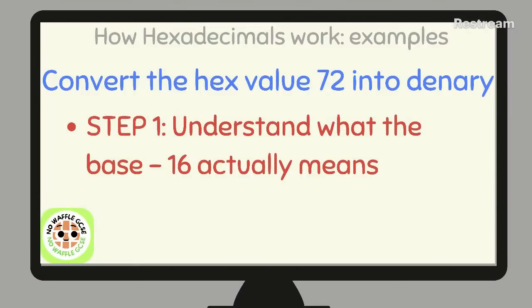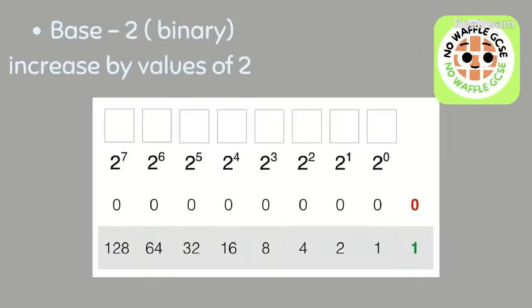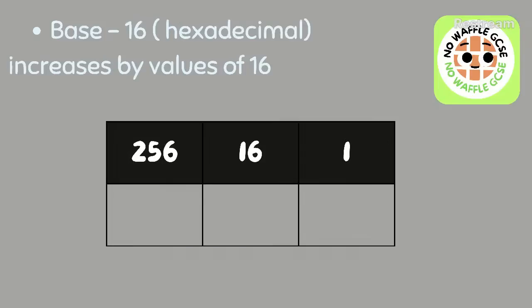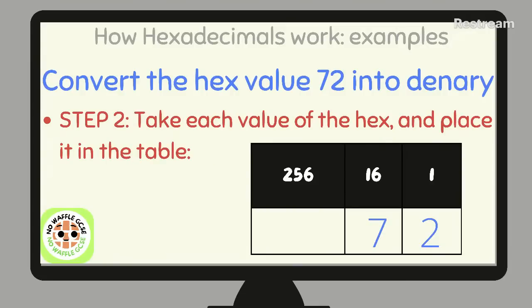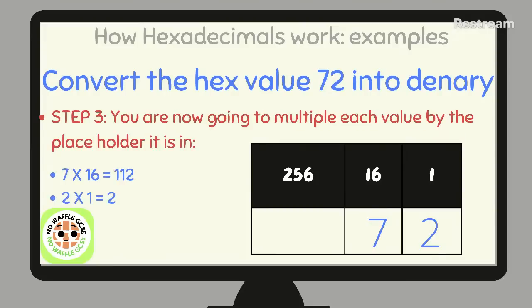Now, convert the hex value 72 into denary. Firstly, understand what base 16 means, so there's a table for you. It's like converting base 2, the powers of 2. So going through base 16, you've got 16 to the 0, which is 1, 16 to the 1, which is 16, and 16 squared, which is 256. Convert the hex value 72 into denary. So you've got 7 16s and 2 1s. If you add them up together, you get 114.